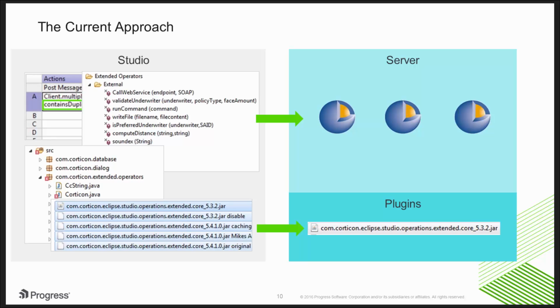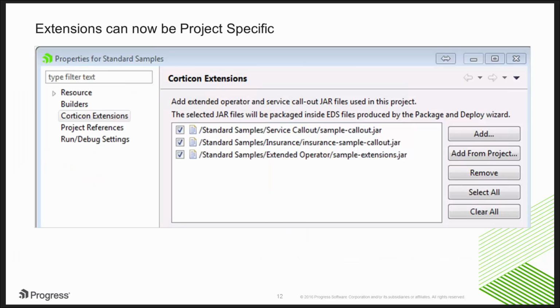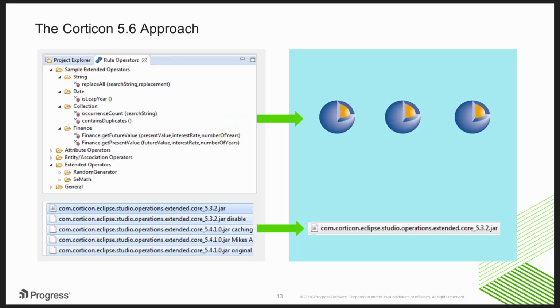So how does 5.6 change this? Now in 5.6, you can create extensions that are project specific. Basically, you'll have a menu item that enables you to copy in the appropriate jar files that represent the operators for individual decision services. And what that means is that you now can create your own headings for your operators. You're not constrained to use the extended operator heading that was in the original system. You can create your own categories of operators. Now, you still have the original operators. You can see them down towards the bottom, the extended operators.